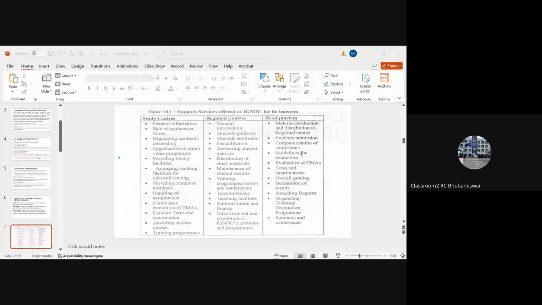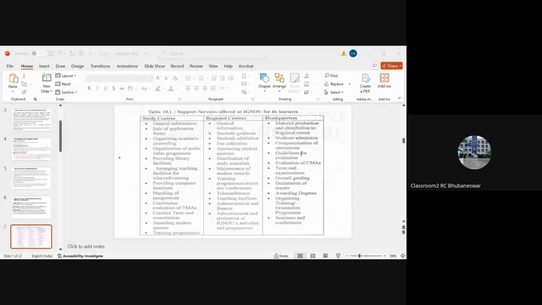Sale of application form. But today this is not there. After COVID, everything has been undertaken in online mode. So sale of application form is a duty of a study center, or it is also a student support service system of a study center, but today it is neglected.